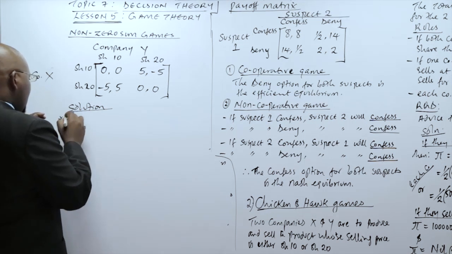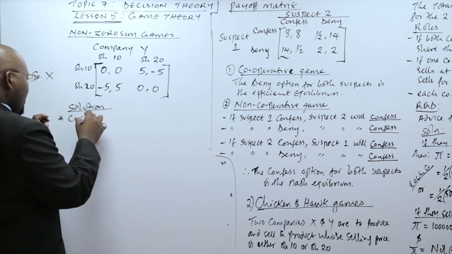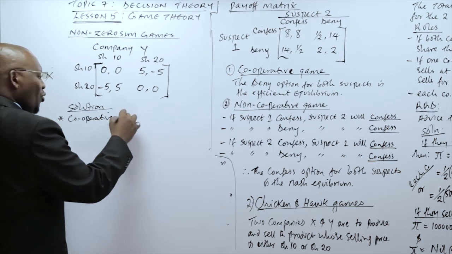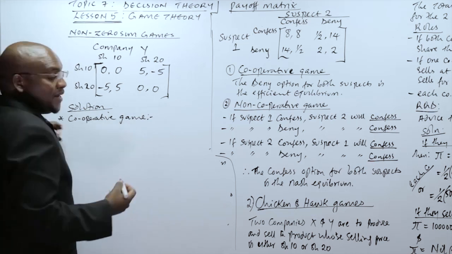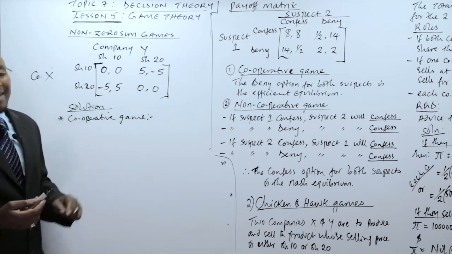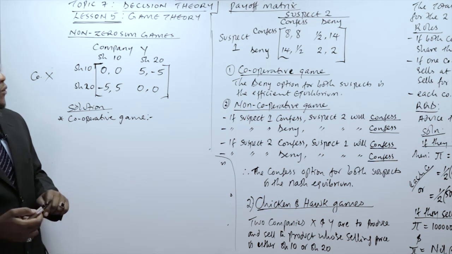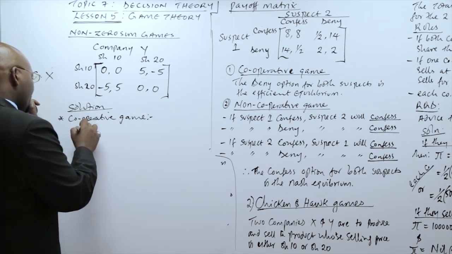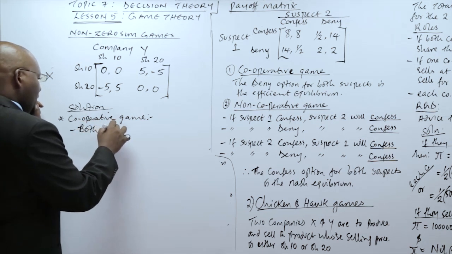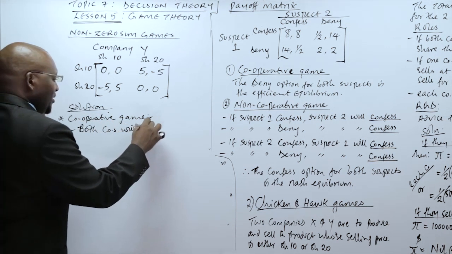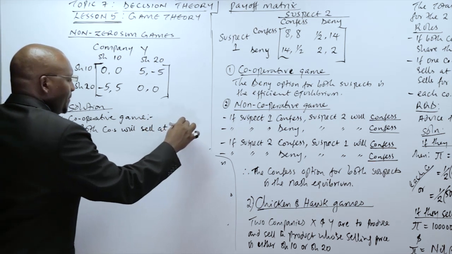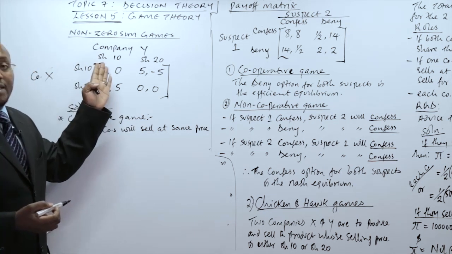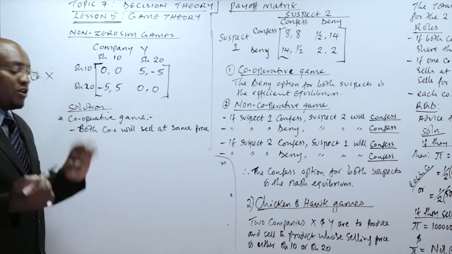So if it's a solution now, of course, this should be cooperative and then non-cooperative. Now, if it's a cooperative game, what do you think will happen? Can we agree that one makes a negative, the other one a positive? It's not possible. We can only agree we sell at the same price, which is true. So both companies will sell at the same price. That's what we're going to agree. Same price, either 10, 10 or 20, 20 shillings. So same price, all of us.